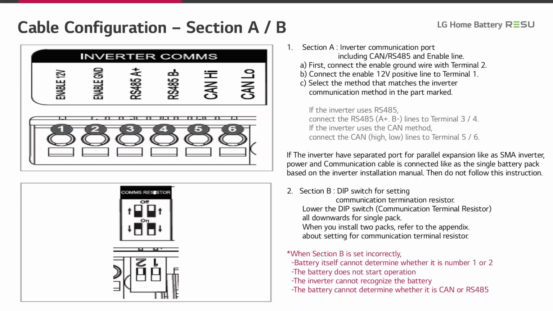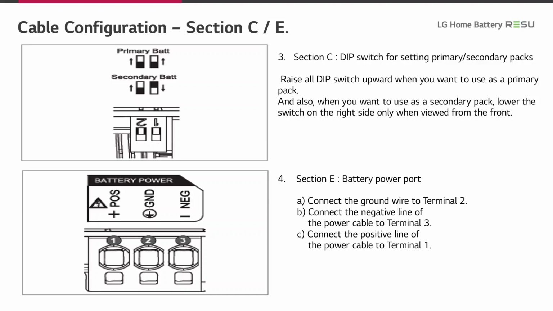What happens if Section B is set incorrectly? The battery itself cannot determine whether it is number 1 or number 2. Consequently, the battery does not start operation. Furthermore, the inverter cannot recognize the battery. And finally, the battery cannot determine whether it is CAN or RS485. The picture on the left side shows you the right positions of the dip switches.